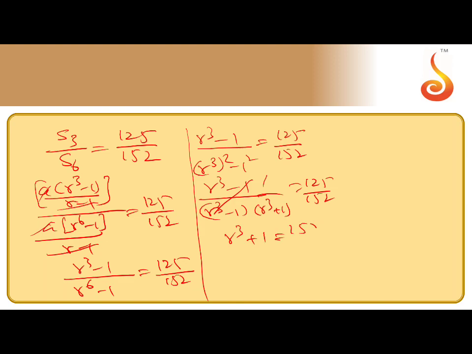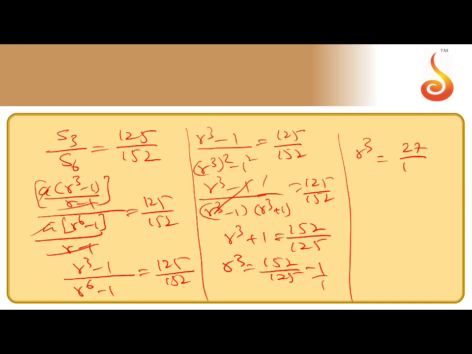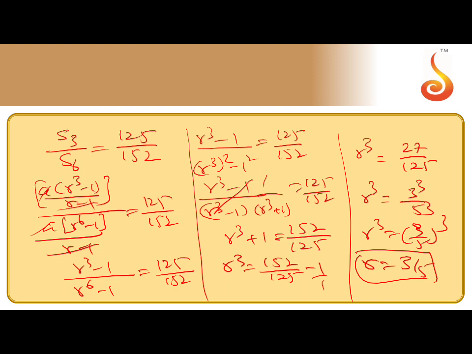If you take the reciprocal, the right side will be 152 by 125, and R cube equals 152 by 125 minus 1. So the LCM is 125. R cube is 152 minus 125, which is 27 by 125. The right side 27 is 3 cube, and 125 is 5 cube. So R cube equals 3 by 5 whole cube. Powers are the same, so R value is 3 by 5. That is the answer for this one.